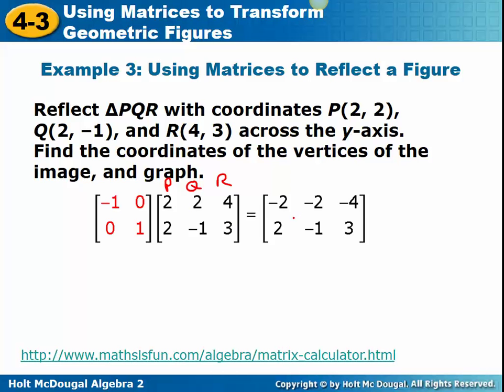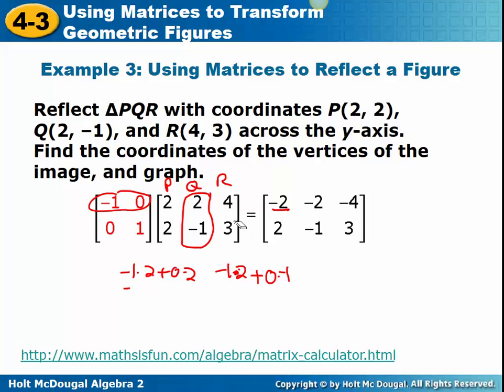Now, when you multiply matrices, remember that you take everything in the first row times the first column of the second matrix. So you'd go -1 times 2 plus 0 times 2, and that equals -2. Then you take the row -1, 0 times the column 2, -1. The zeros help out a lot with this. So you'd have -1 times 2 plus 0 times -1. 0 times anything is 0, so it's really just the -1 times 2, which is -2.